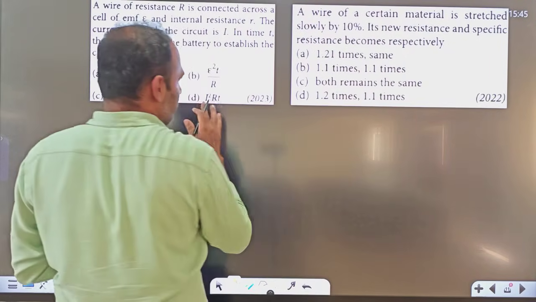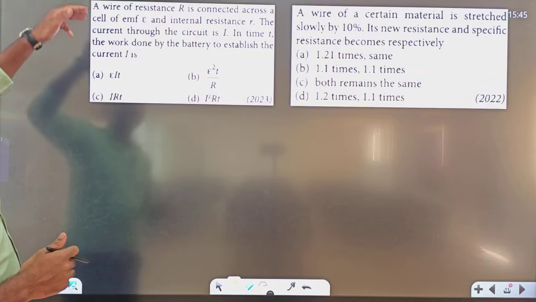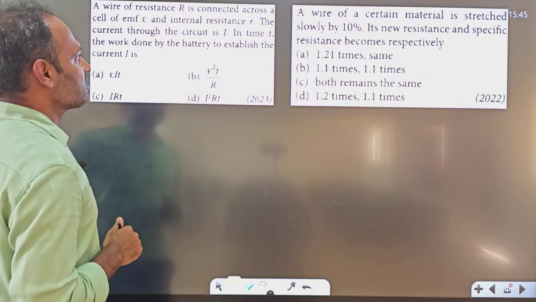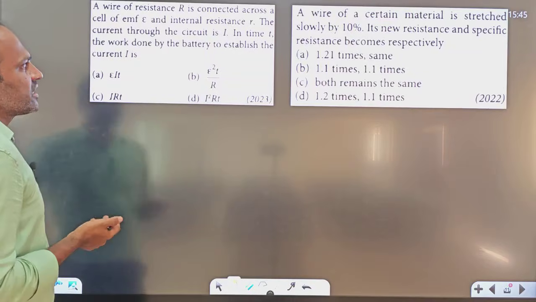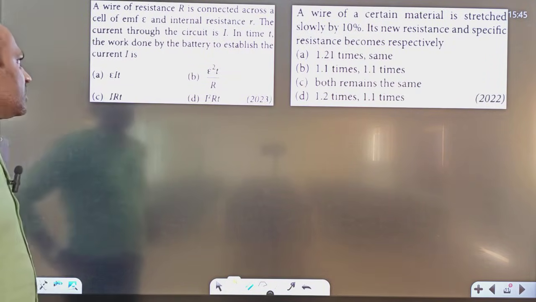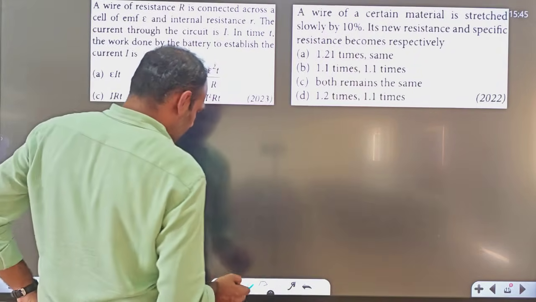So this is from 2023, that is from 2022. A wire of resistance R is connected across a cell of EMF E and internal resistance R. The current through the circuit is I. In time t, the work done by the battery to establish the current I, they are asking.